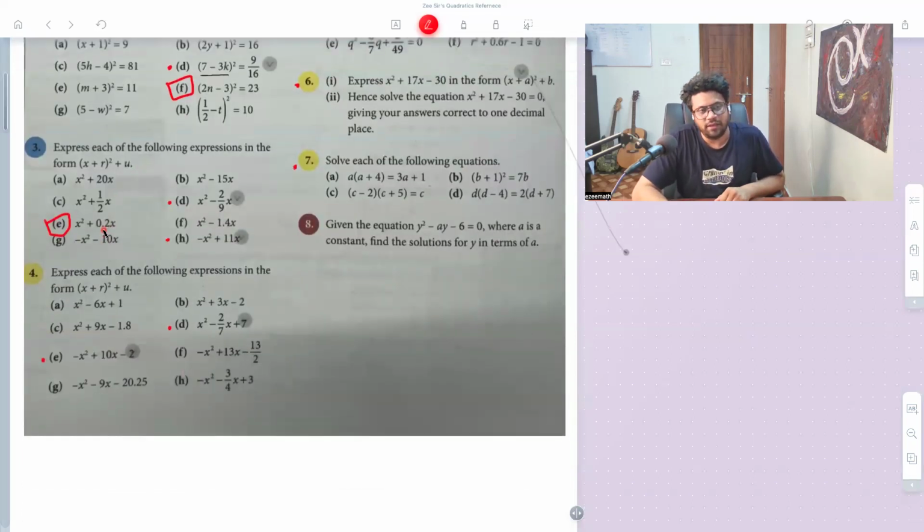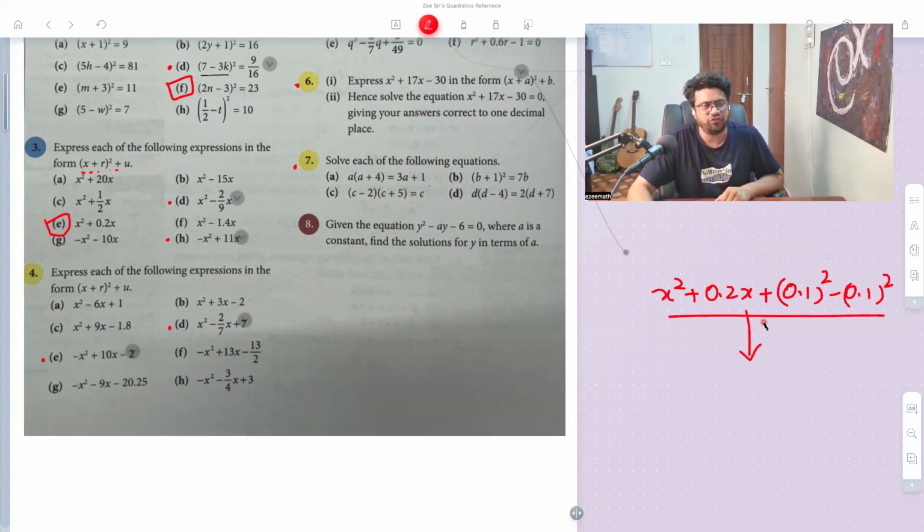Remember, if there's a decimal, like 0.2x, trying to achieve that form, half of 0.2 is 0.1. So you're going to introduce a plus 0.1 squared minus 0.1 squared here: x squared plus 0.2x plus 0.1 squared minus 0.1 squared. That is what you're going to introduce. And from there on, I think you should be able to do it. This one, if it doesn't come along, you can do this one also. And you can tell me about it if it doesn't make sense.